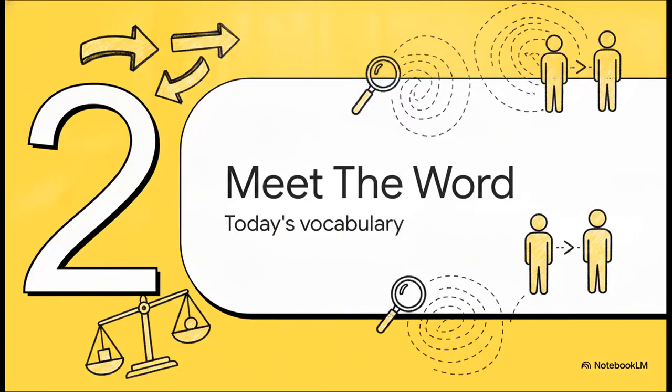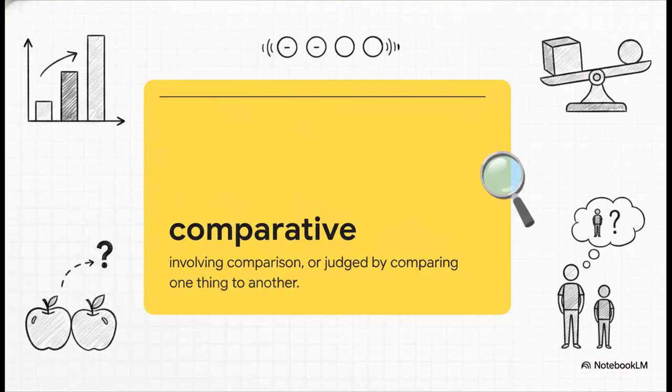Which brings us to Section 2, Meet the Word. Introducing today's vocabulary. To solve this relativity problem, we need a specific vocabulary word that captures this exact act of measuring one thing against another. And that word is comparative. Now, say it with me. Comparative. It's a wonderfully flexible four-syllable word. And the cool thing is, it functions as both an adjective and, in some specific contexts, a noun. At its core, it simply means involving comparison or being judged by comparing one thing to another.